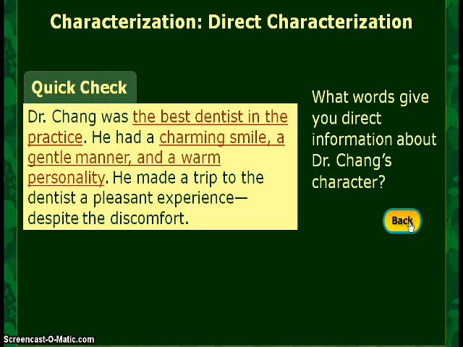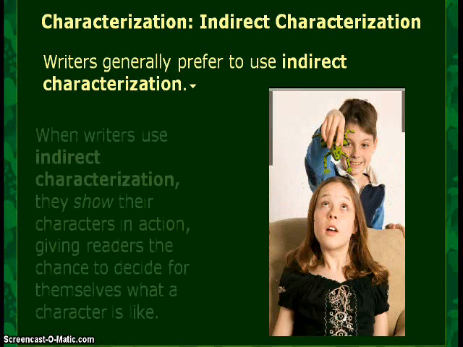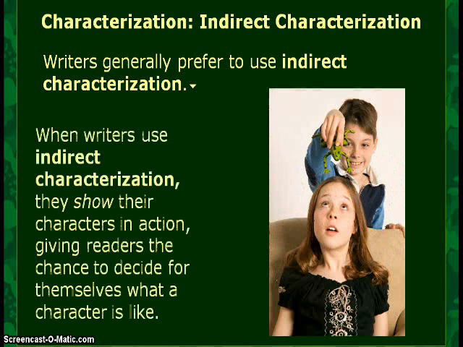Best dentist in the practice, charming smile, gentle manner, warm personality are all giving you direct descriptions of what Dr. Chang is like. Now, writers generally prefer to use indirect characterization. When they use indirect characterization, they're showing their characters in action. They're giving readers the chance to decide for themselves what a character is like. So this is a more advanced writing technique.